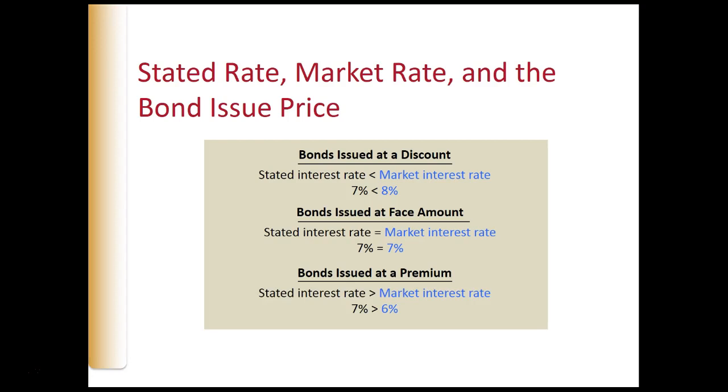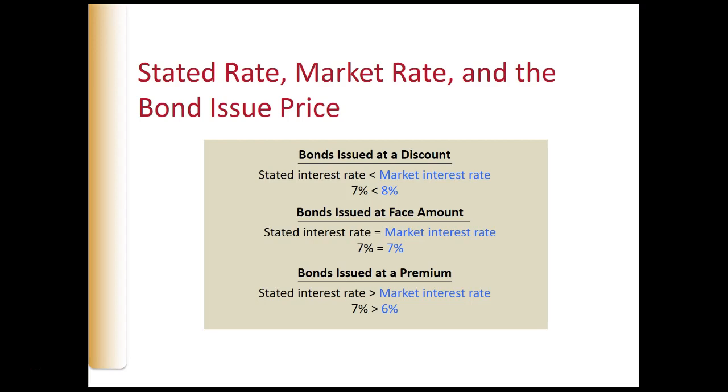If the bond's stated interest rate is less than the market interest rate, then the bonds will issue below face amount, which would be a discount. If the bond's stated interest rate equals the market interest rate, then the bonds will issue at face amount. And then finally, if the bond's stated interest rate is more than the market interest rate, the bonds will issue above face amount, which is at a premium.